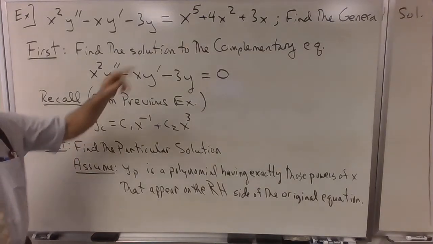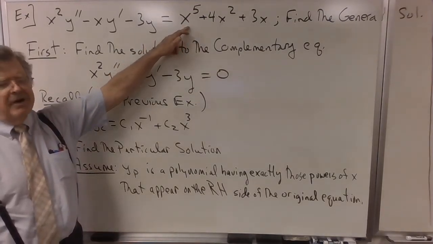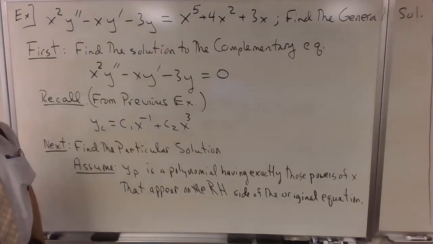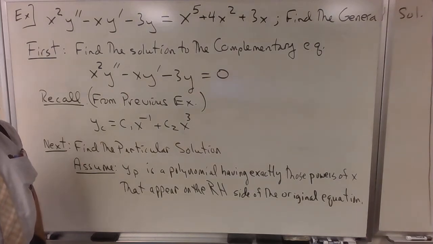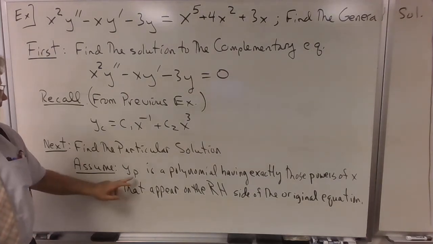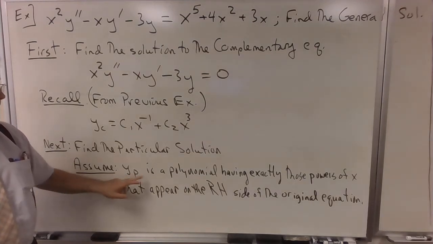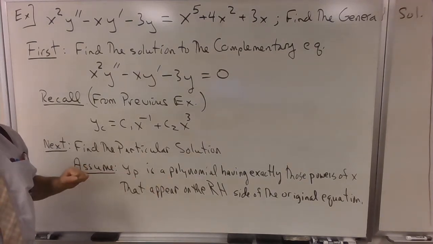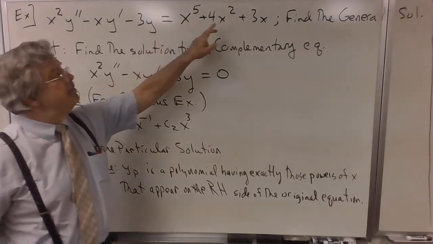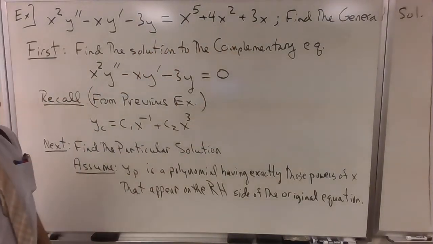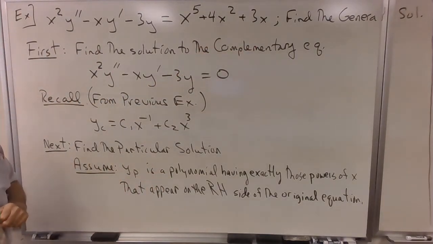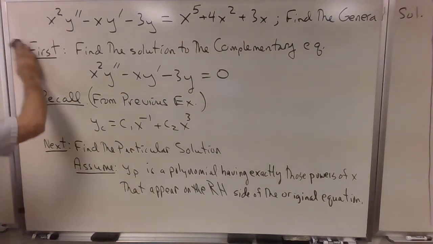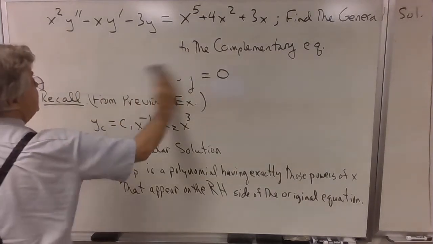When we have a polynomial on the right side of our Euler equation, and we're doing the method of undetermined coefficients, we assume that our particular solution is a polynomial that has exactly the same powers of x that are found on the right-hand side of our original equation. So what does this mean? Let's take a look.